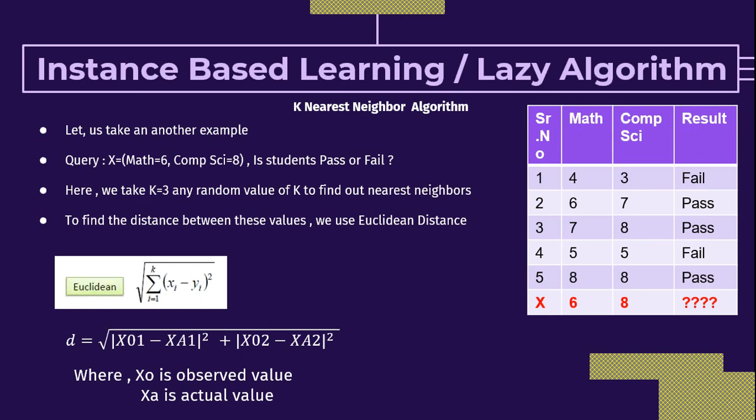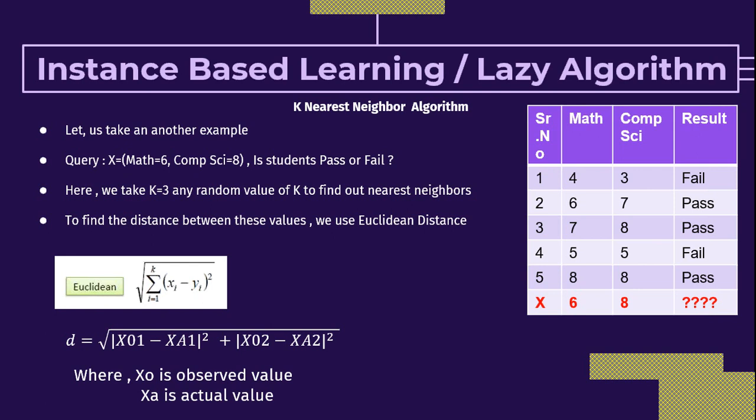Let us consider these are the serial numbers, or you can say roll numbers: roll number 1, 2, 3, 4, 5. These are the 5 students in my class, with their marks displayed in a table. Roll number 1 has 4 marks in math and 3 in computer science. Roll number 2 has 6 in math and 7 in computer science. It is out of 10, so these students are getting these marks.